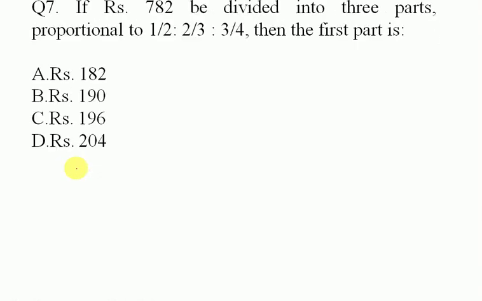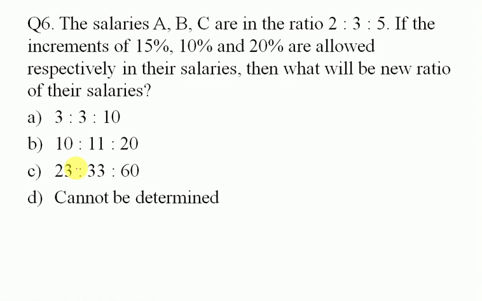Okay, let's solve the next question. The salaries of A, B, C are in the ratio 2:3:5. I told you to just assume it as a multiple of 100 for the easiest possible calculation, because it will not disturb the ratio. So it is 200, 300, 500. If there is an increment of 15%, 10% is what? 20, plus 5% is 10. I have already explained this in percentages.